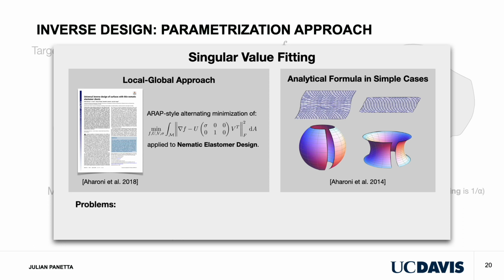However, the existing approaches have two main issues. First, the local global algorithm produces very noisy tube direction fields, through which it is unclear how to trace continuous fusing curves.